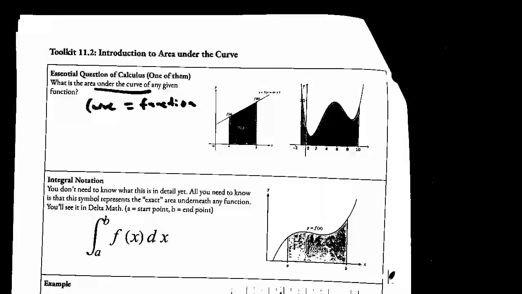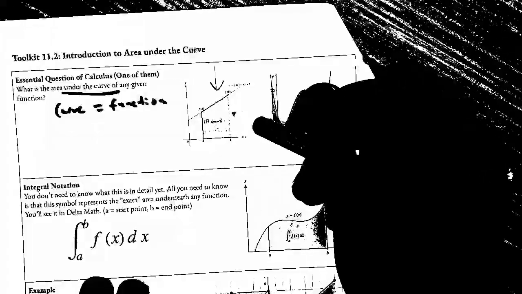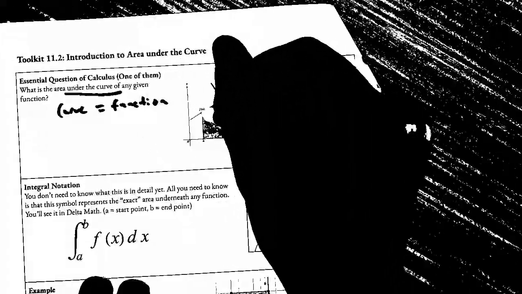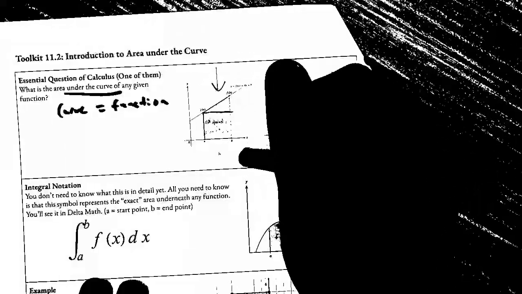So we have 2 cases here, right? So on the right side here, what kind of function is this? This is a linear function. And could you get the area of this right here using geometry? Yes. You could make a triangle here, and you get the area of the square and the area of the triangle and add them up. Easy. You could do this.